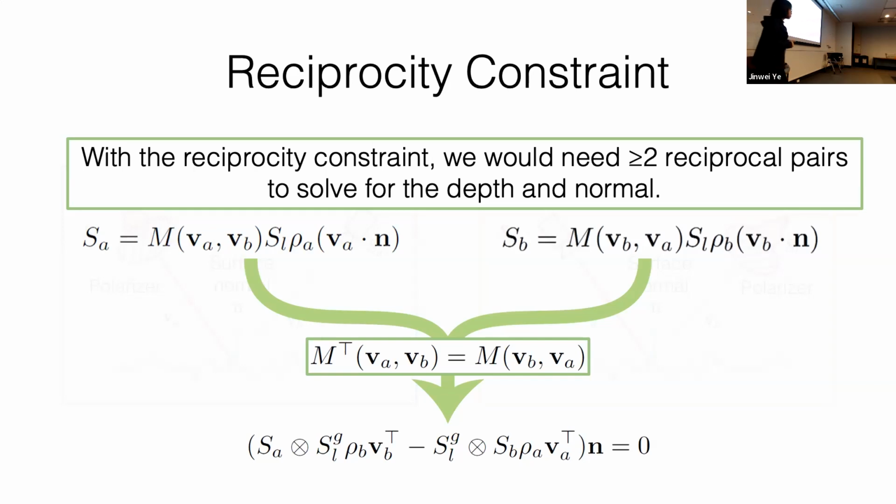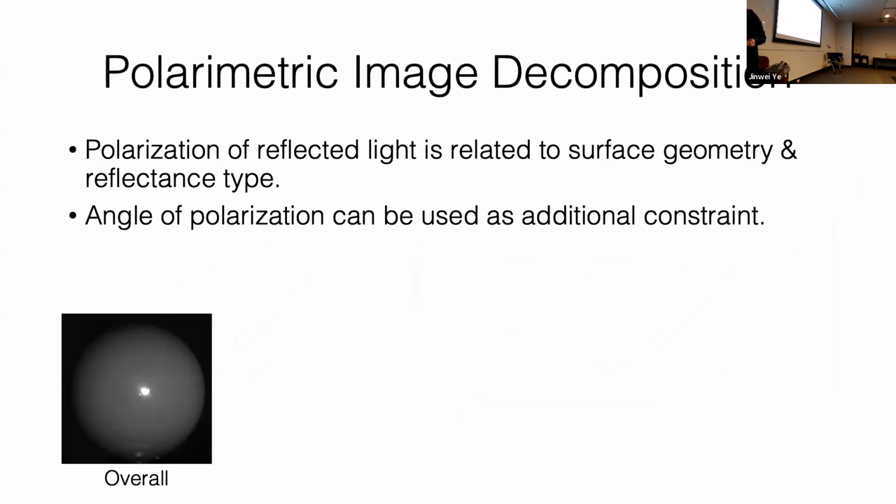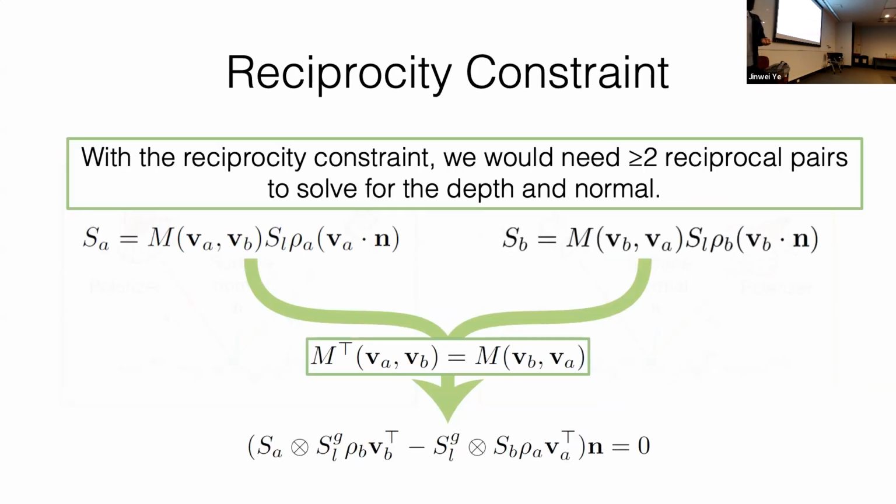Yes, the light source and the cameras are calibrated. Rho is the attenuation factor based on distance. It is normal here, but where is depth? This equation is for solving normal, but later on I'll show you the whole set of constraints, and then you'll see the depth is encoded.